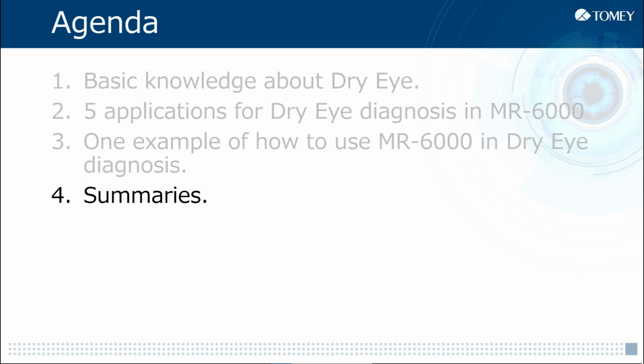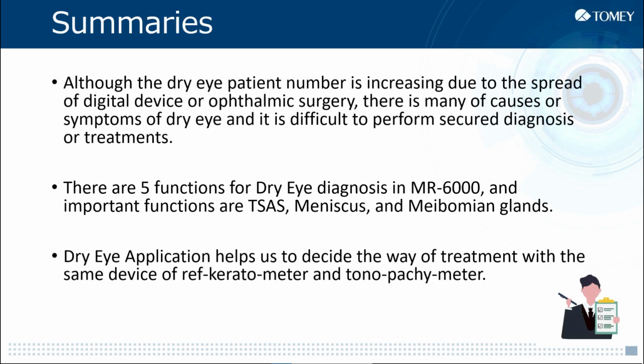Summarization. Although the number of dry eye patients is increasing due to the spread of digital devices and ophthalmic surgery, there are many causes and symptoms of dry eye, and it is difficult to perform secure diagnosis or treatment. There are 5 functions for dry eye diagnosis in the MR6000, and the important functions are T-SARS, meniscus, and meibomian glands. With the MR6000, the 5 functions support determining treatment for dry eye, which is often difficult to decide despite the increasing demand. And we can do that with the same device used for refractometry, keratometry, tonometry, pachymetry, and topography.